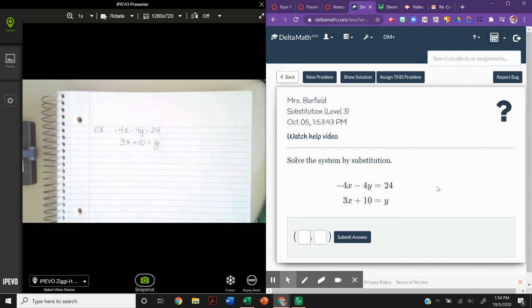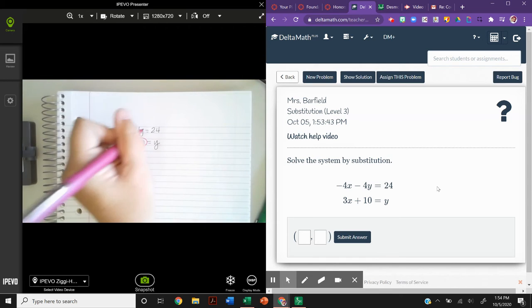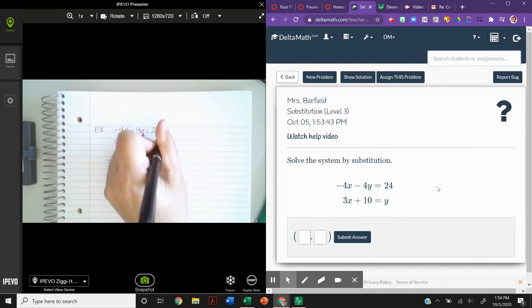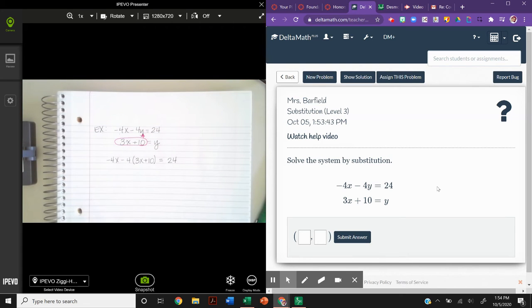There it is. Notice I said equals y. 3x plus 10. I'm going to plug that in for y. And yeah, it's going to be a big equation, but that's okay. So negative 4x minus 4, parentheses. I need parentheses to plug in 3x plus 10, equals 24. Now, here's one thing I need to caution you against. Don't take what you've circled and plug it back into the same equation. Take what you've circled, plug it into the other equation.